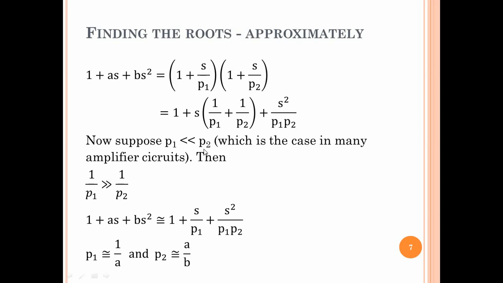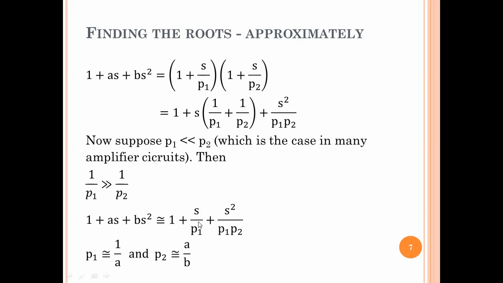So if P1 is much less than P2, then 1 by P1 is much greater than 1 by P2. Then we can neglect 1 by P2 and we get only 1 by P1. So we can write this as 1 plus s by P1 plus s squared by P1 P2.